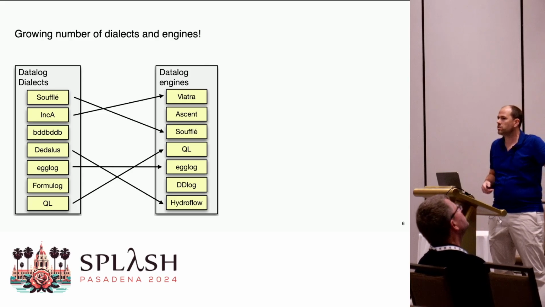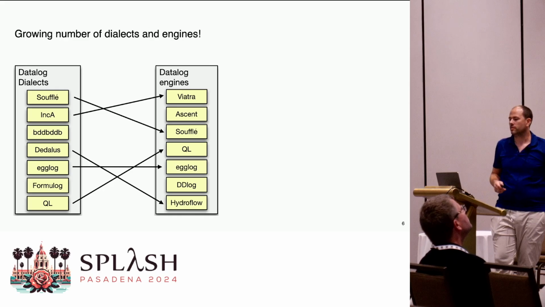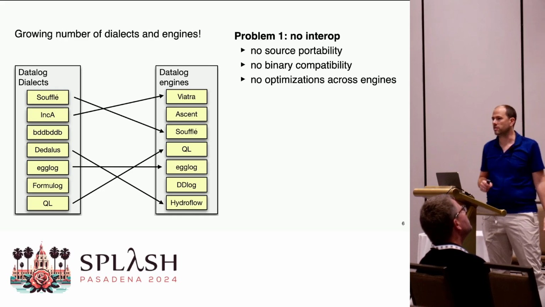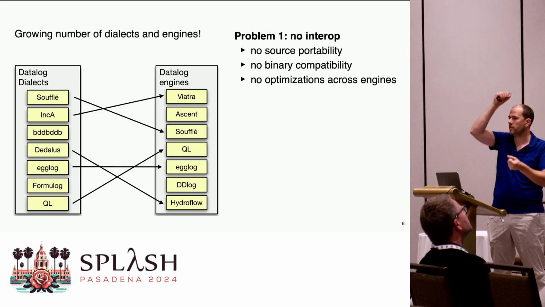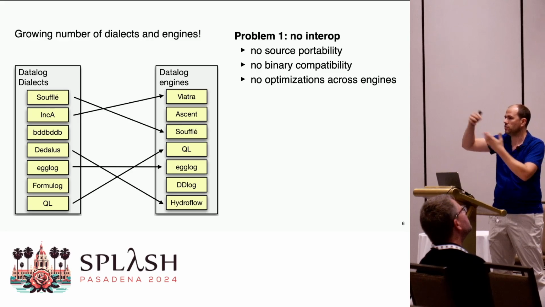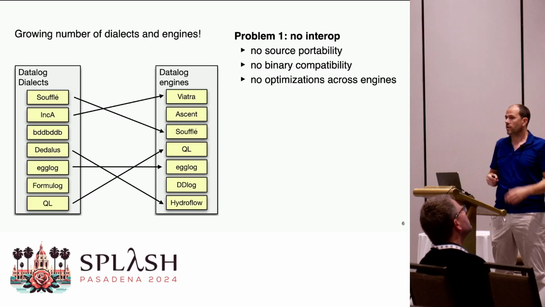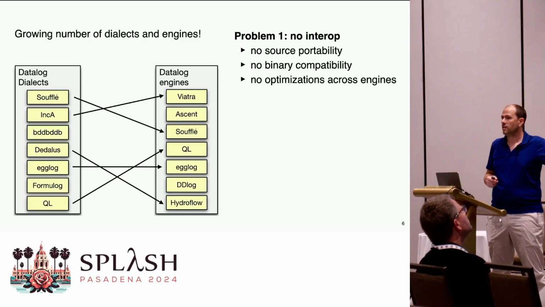Okay, so that's not so great. And what's the problem here? Well, the first problem is interoperability is lacking. So if we have no source interop, that means if I write a program in Soufflé, I can't use it with the solver of Inca. Right? We also don't have binary compatibility. If I have two programs, one written in Inca, one written in Soufflé, I cannot link them together. I can't use them together. Okay? And if Soufflé implements an optimization, the other Datalog engines either have to re-implement it or not have it.